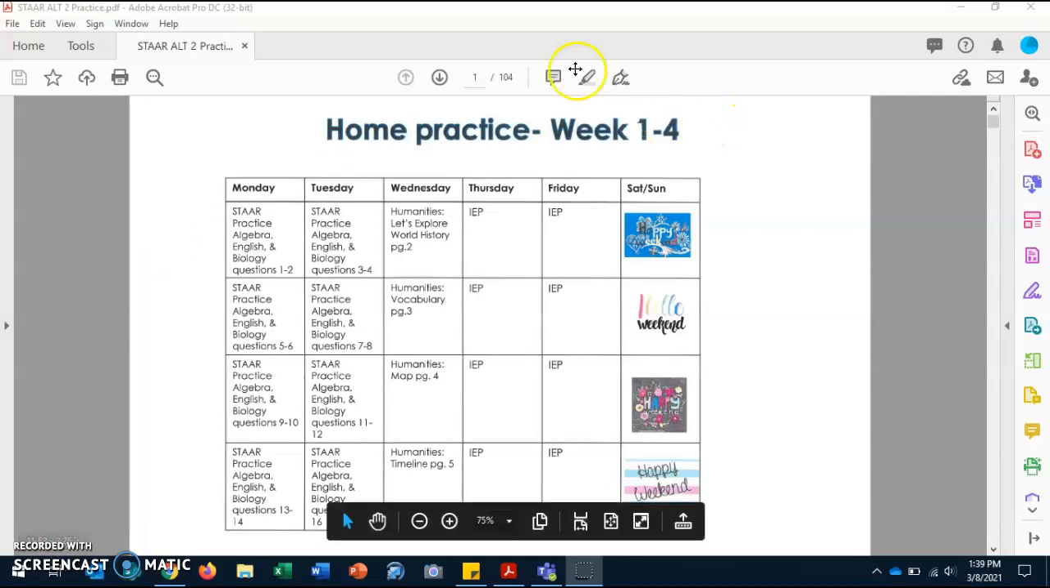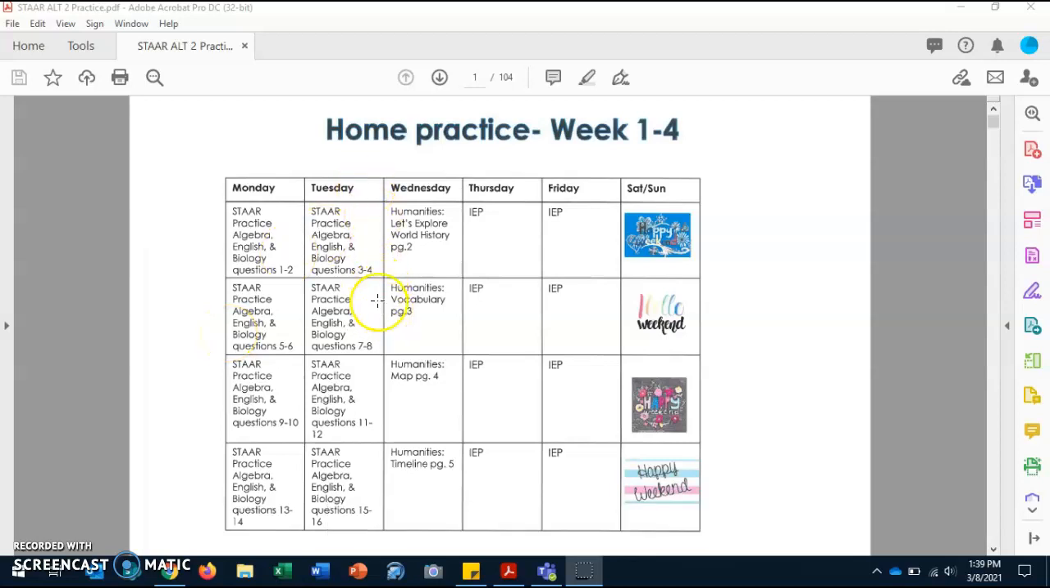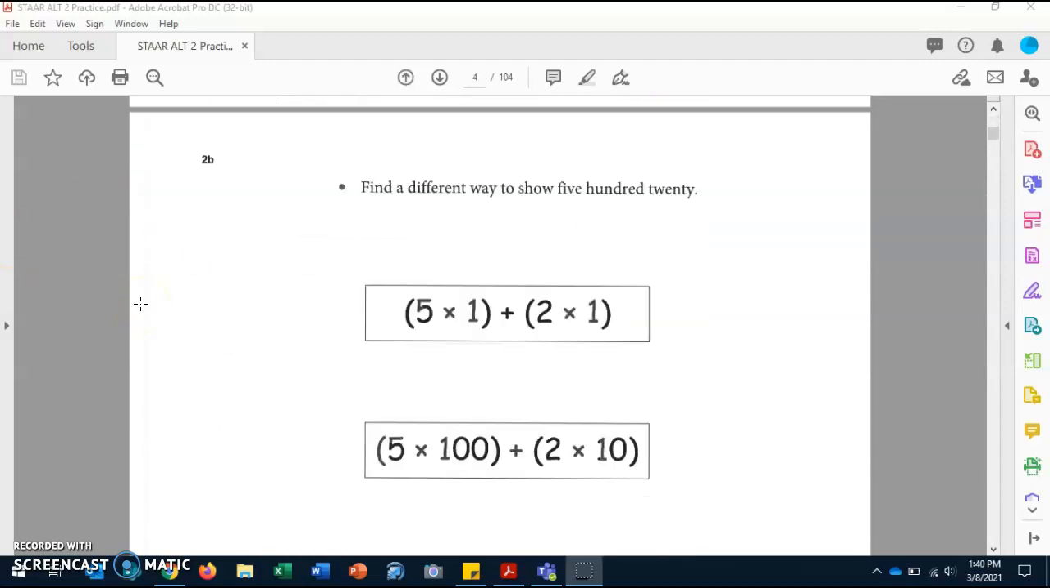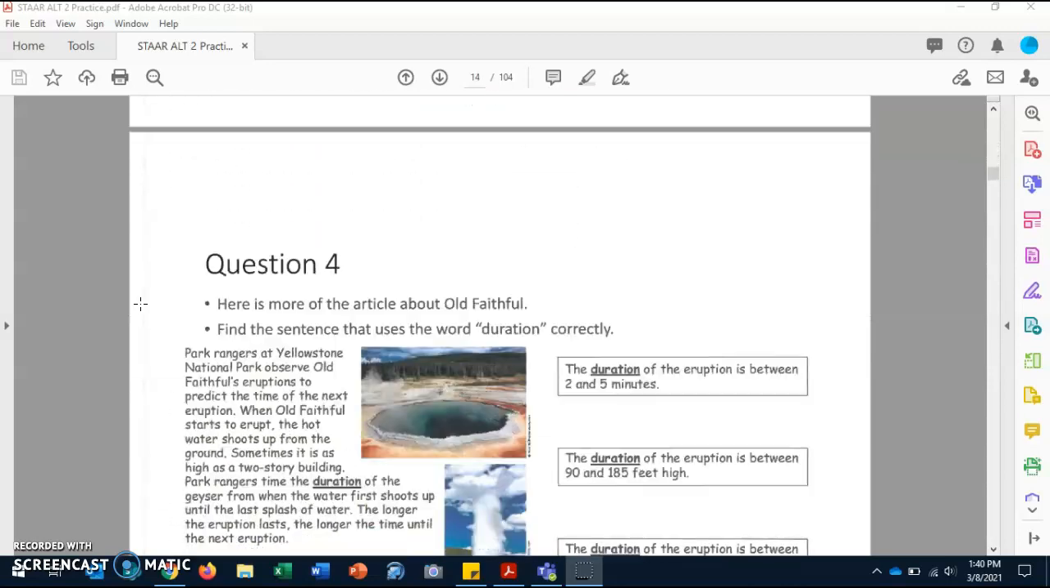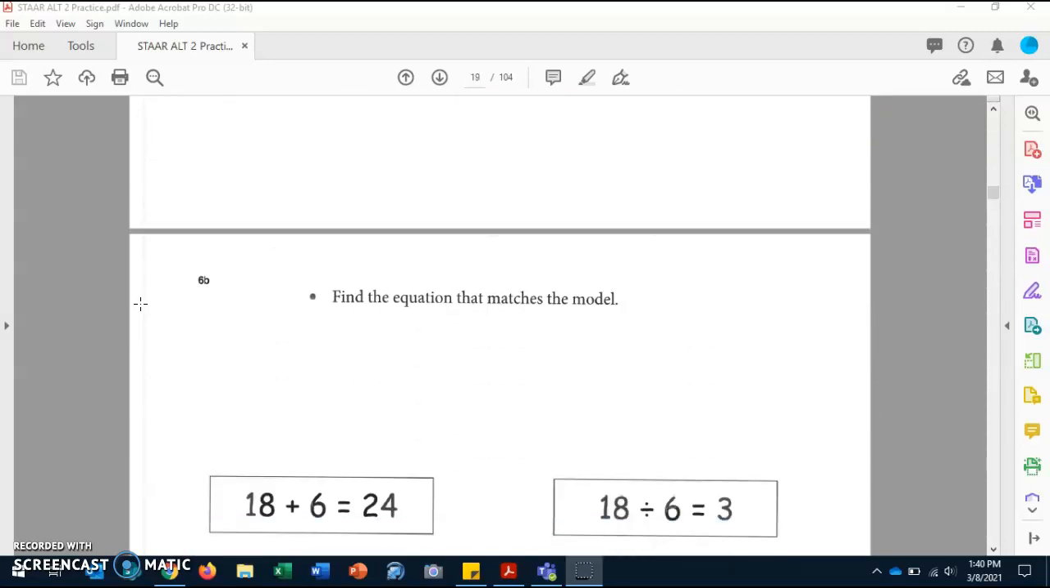So, if we look at our calendar, we are in week 2 and it is Tuesday today. It says we are going to do STAAR practice, algebra, English, and biology questions 7 and 8. So let's go to those questions so we can review them together.